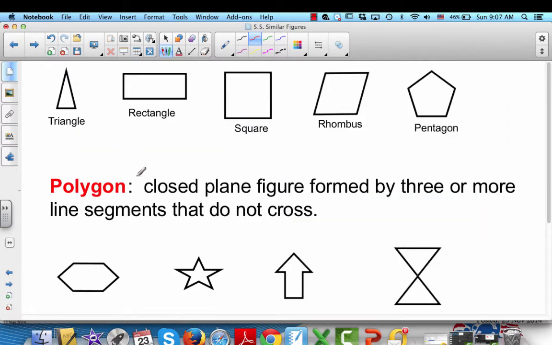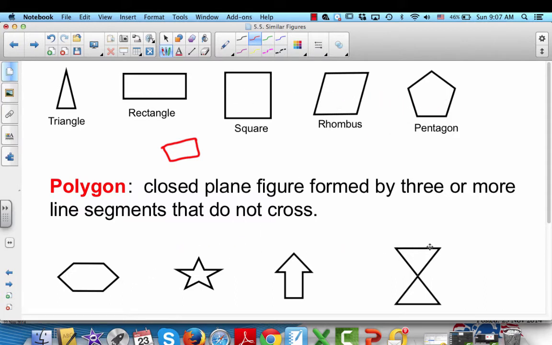Alright, now let's look at this. A polygon is a closed plane figure formed by three or more line segments that do not cross. Okay? 1, 2, 3. Is that a polygon? No, that's not a polygon because it's not closed. Now it's a polygon. A triangle is a polygon. Rectangle, a square, a rhombus, a pentagon.